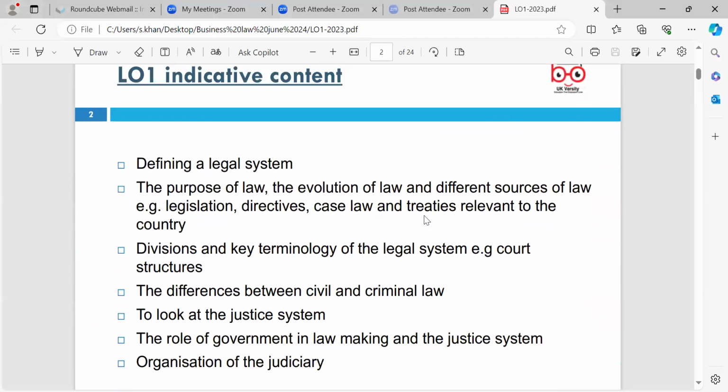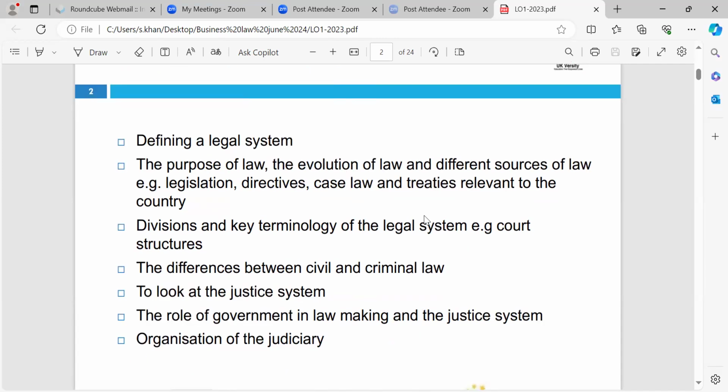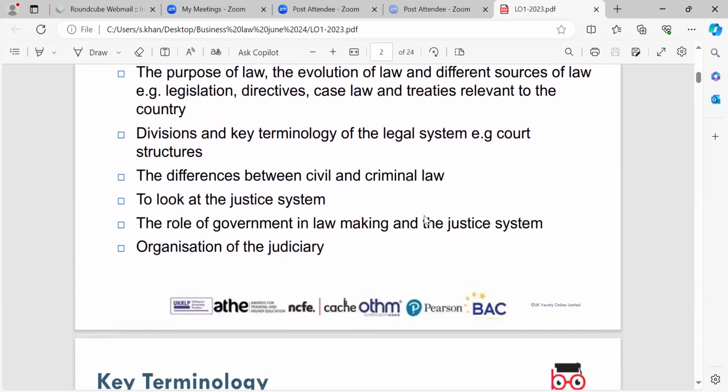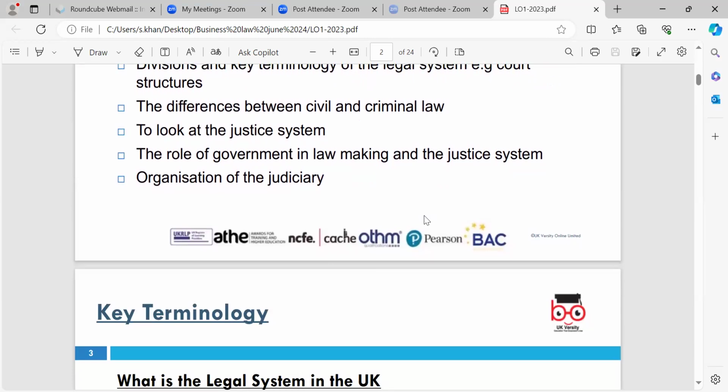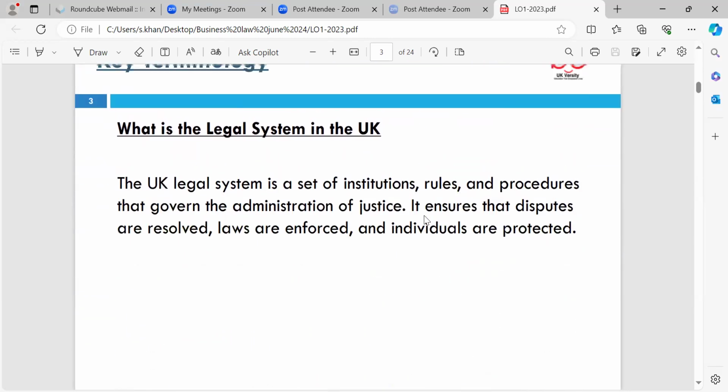So firstly, defining a legal system. We'll also be looking at the purpose of law, the evolution of law and the different sources. So how law evolved historically, and look at legislation, case law, and why there are different divisions of the courts and the difference between civil and criminal. Look at the justice system, the government and their role, and the organisation of the jurisdiction. And it's really important to look at the elements of the English legal system, starting historically, to identify the principles now. So what is the legal system?